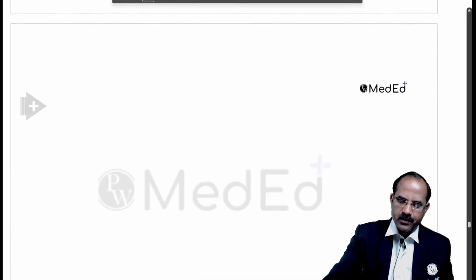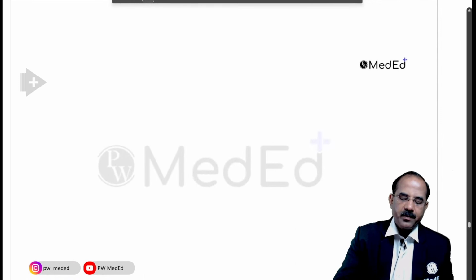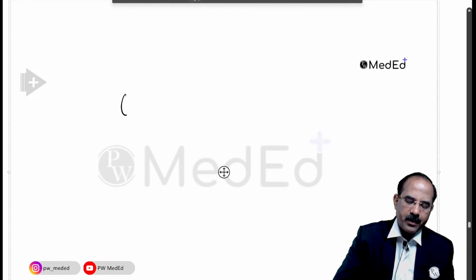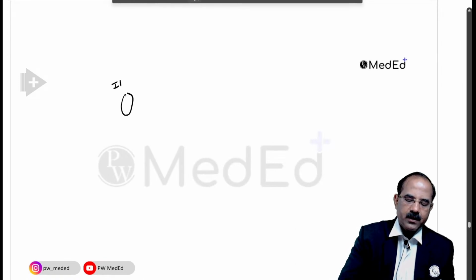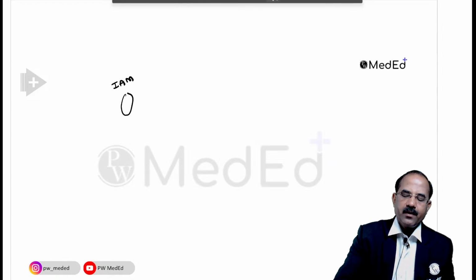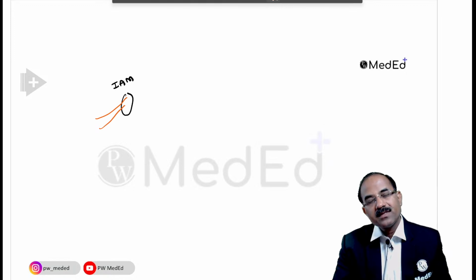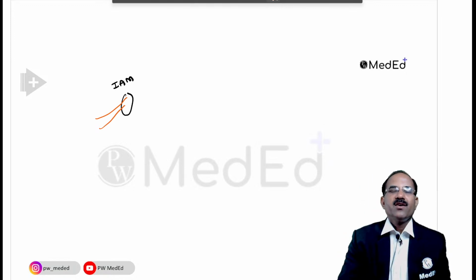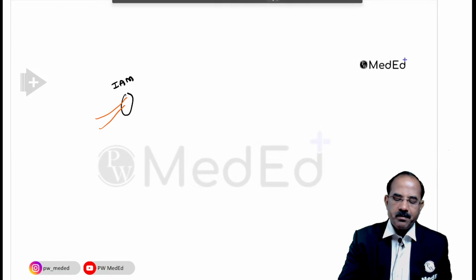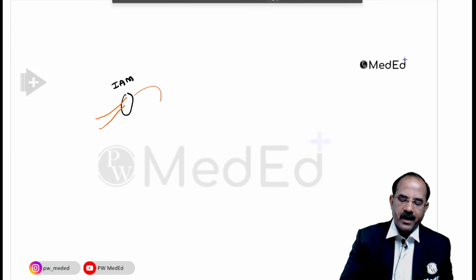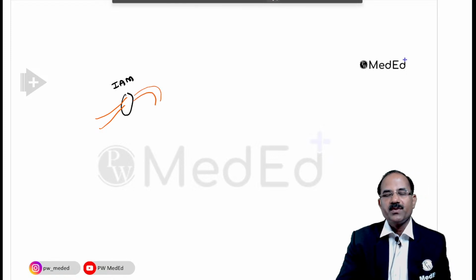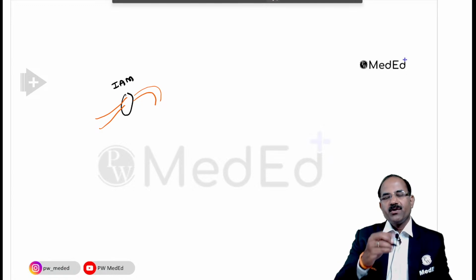I'll just draw this for you, students. Tell me, the facial nerve enters into which foramen of the skull? That's the internal acoustic meatus. The facial nerve enters the internal acoustic meatus, enters the internal ear. From the internal ear, it comes to the middle ear cavity. It undergoes a bend. What is this bend known as? Genu. That's the first genu of the facial nerve.